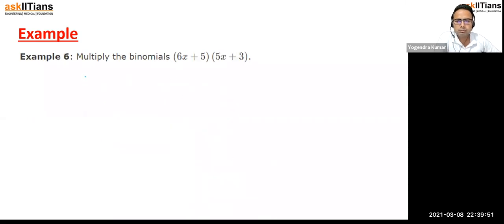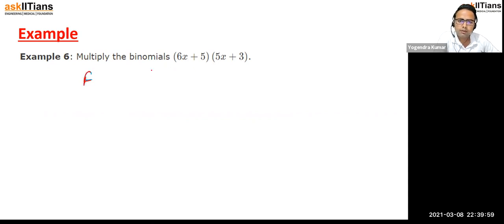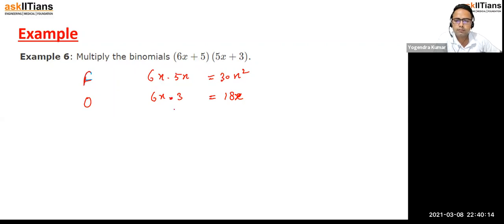You can see more examples. F will be what? Let me change the color. F will be what here? Into 5x. So what will we get? 30x square. Outers we need to multiply. So 6x into 3, which is what? 18x. Okay, I will be what? Inner. 5 into 5x, which is what? 25x. Now L will be what? Last. 5 into 3, which is what? 15.